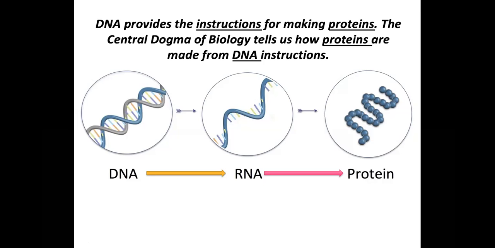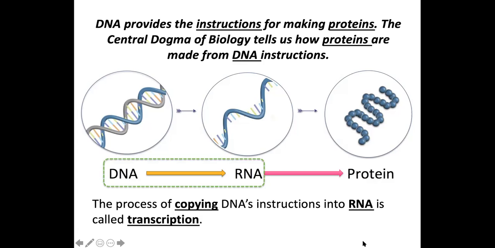So DNA to RNA, okay, is how we take DNA from the nucleus, outside of the nucleus to the cytoplasm, to the ribosome in order to make a protein. So instead of going from DNA to DNA like we did in replication, we're going to go from DNA to RNA. So this is the process of copying DNA's instructions into RNA.